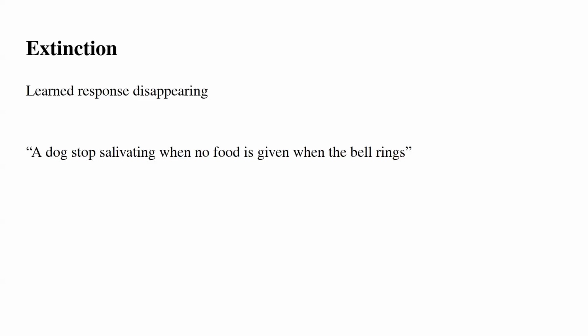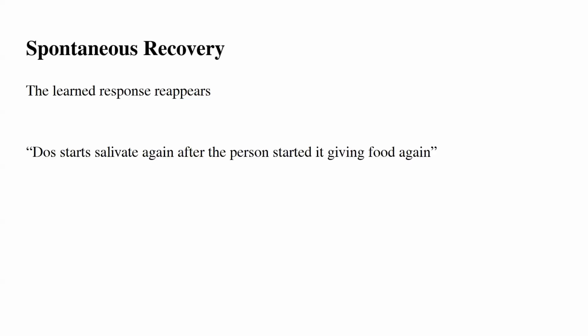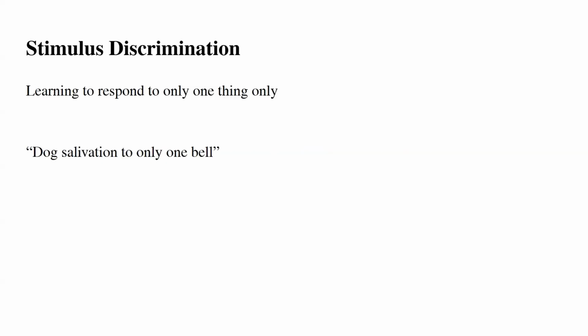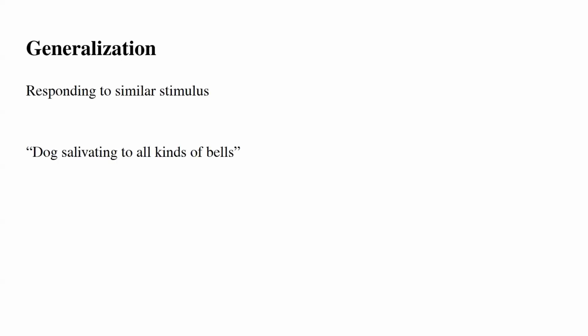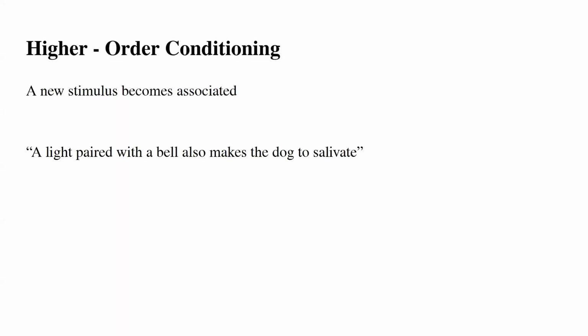Extinction is a learned response disappearing. Spontaneous recovery is when the learned response reappears. Stimulus discrimination is learning to respond to only one thing. Generalization is responding to similar stimuli. Higher order conditioning is when a new stimulus becomes associated.